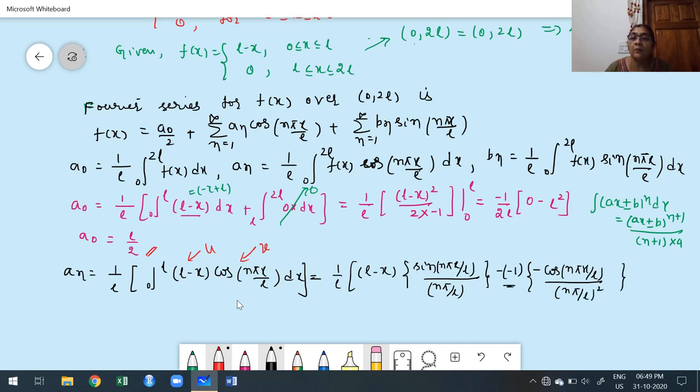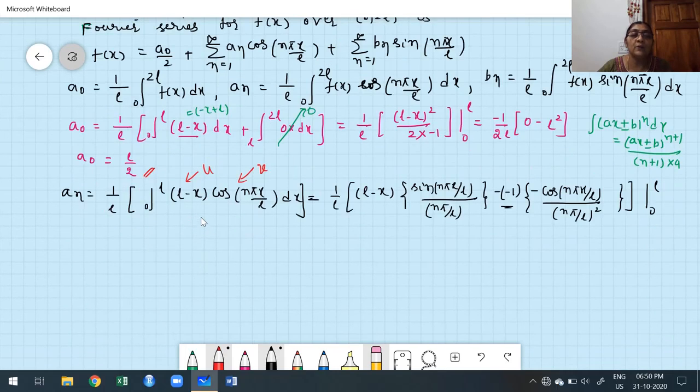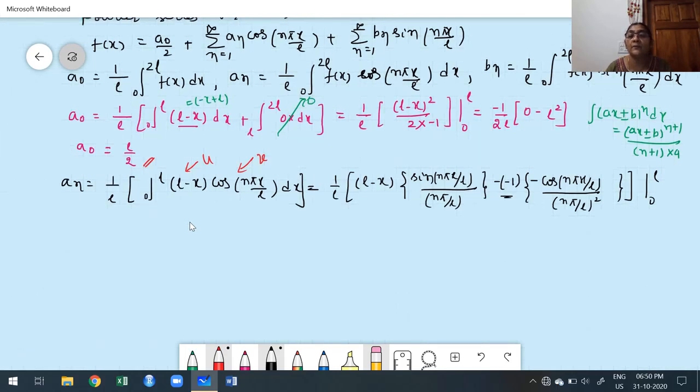Once we get the derivative value constant, it is not necessary to move to further steps. We are going to stop. Before moving to the next step, I told you a number of times, whenever having a product of sine or cos, first verify the corresponding upper and lower limits. Sine of n pi by L into L, what we get? Sine n pi. What is the sine n pi value? 0. Similarly, cos of n pi by L into L upper limit, what we get? Cos n pi. What is cos n pi? It is minus 1 to the power of n.